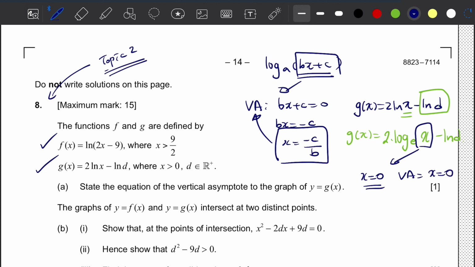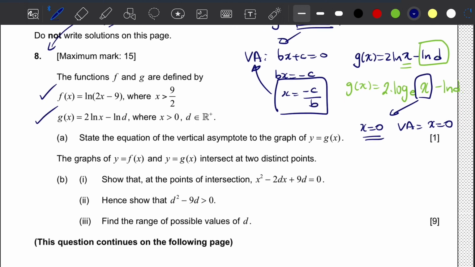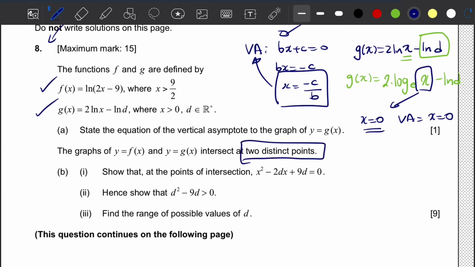Then we have new information. The graphs of y equals f(x) and y equals g(x) intersect at two distinct points. So question B(i), we need to show that at the point of intersection, x squared minus 2dx plus 9d equals 0. Since we are talking about the point of intersection, we are talking about the case where f(x) equals g(x).